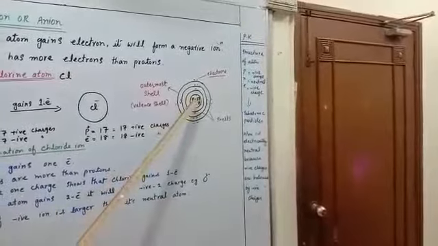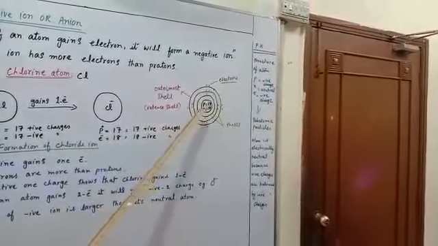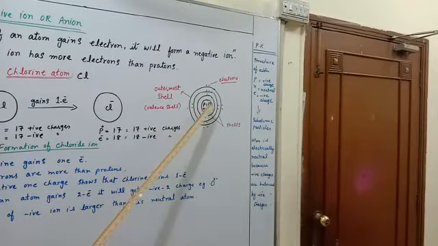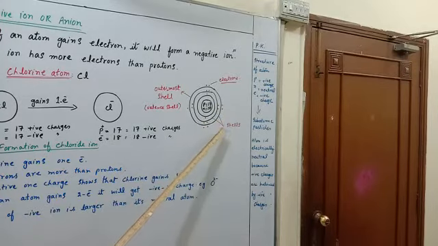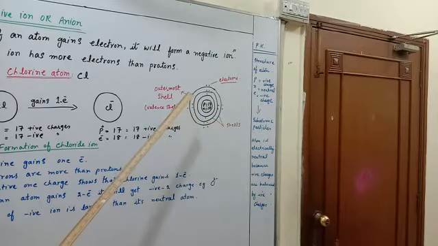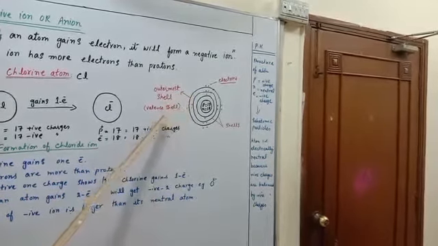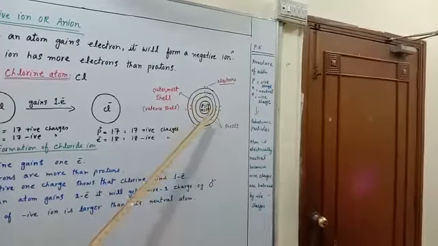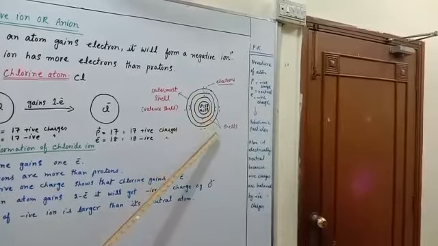The center of the atom contains protons and neutrons. And these circles are showing that electrons are revolving around the nucleus. Okay? These red dots represent that the electrons are revolving around the nucleus. This shell is called the outermost shell, and it is also called the valence shell. All the other shells lying between the outermost shell and the nucleus are called inner shells.